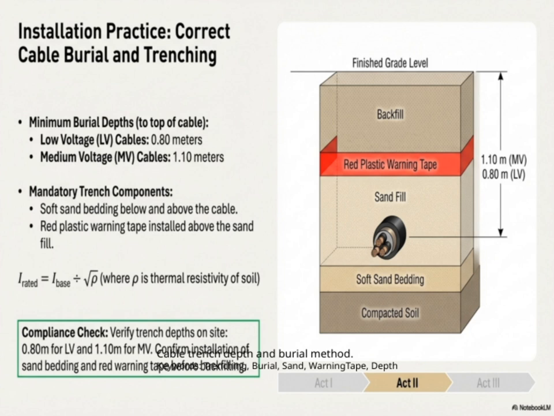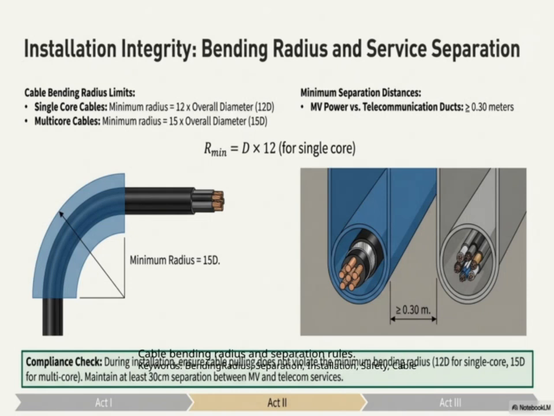Let's talk about cable bending radius and separation rules. When installing cables, one of the most important factors is ensuring the bending radius is appropriate. This means avoiding sharp bends that could damage the cable or impair its performance. Typically, the bending radius should be at least several times the cable's diameter, depending on the specific type of cable. Separation is equally crucial. Cables should be kept apart from each other to prevent interference and to maintain safety standards. Proper separation also helps in heat dissipation and reduces the risk of damage during installation or maintenance.